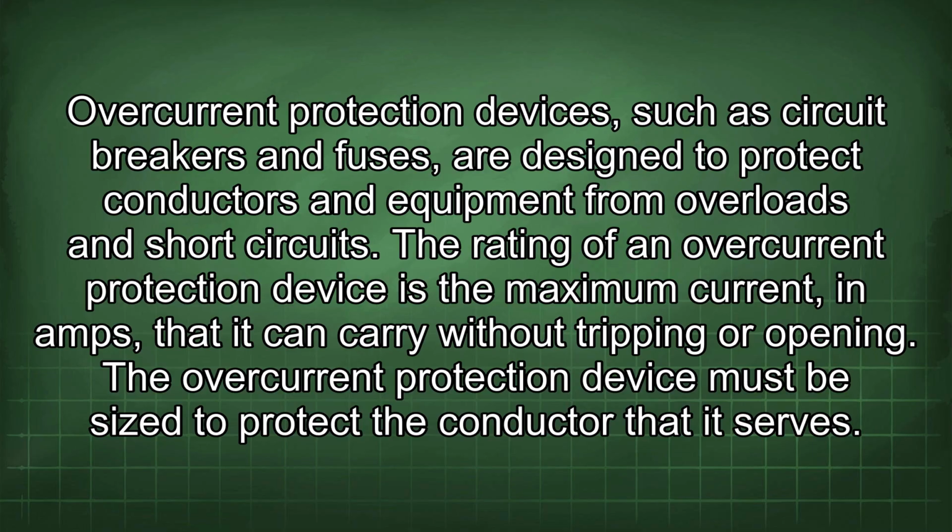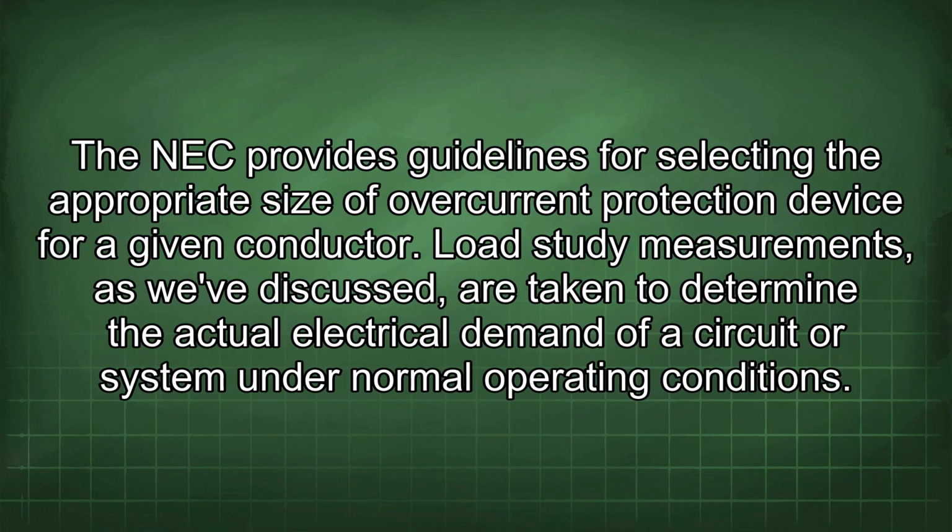Overcurrent protection devices, such as circuit breakers and fuses, are designed to protect conductors and equipment from overloads and short circuits. The rating of an overcurrent protection device is the maximum current, in amps, that it can carry without tripping or opening. The overcurrent protection device must be sized to protect the conductor that it serves. The NEC provides guidelines for selecting the appropriate size of overcurrent protection device for a given conductor.